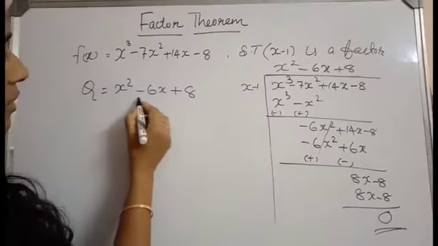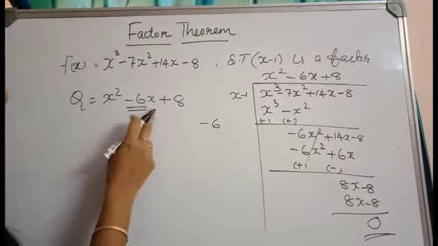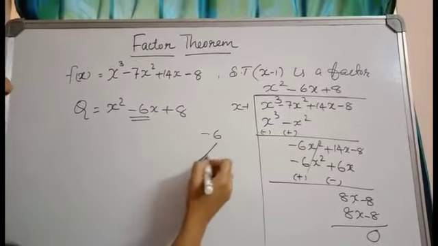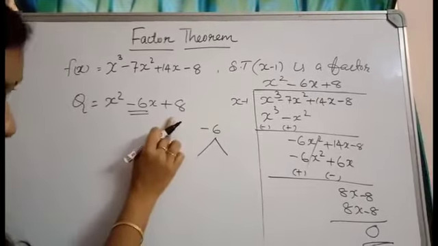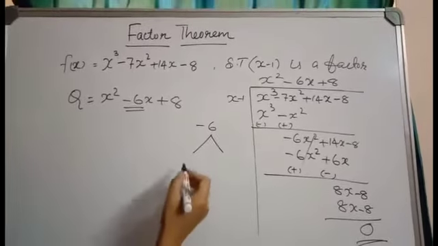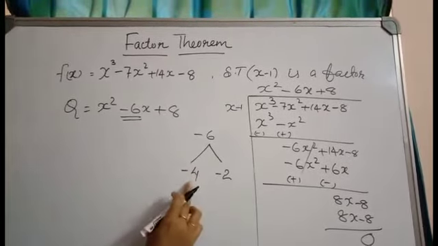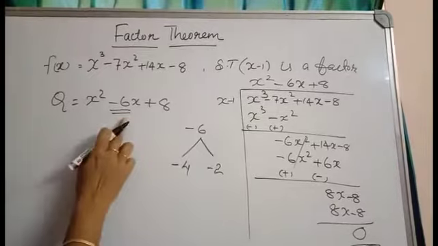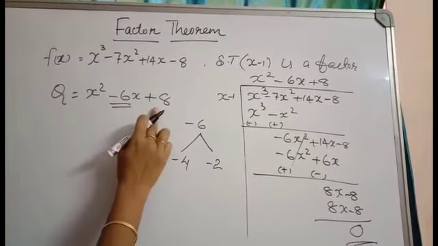You need to consider the sum here, that is minus 6, and you need to split this minus 6 into two terms such that the product of those two terms is equal to the product 8. So what are the numbers? That can be minus 4 and minus 2. When you're adding minus 4 and minus 2, you're getting minus 6. When you're multiplying these two, minus 4 into minus 2, you'll get the product as 8.